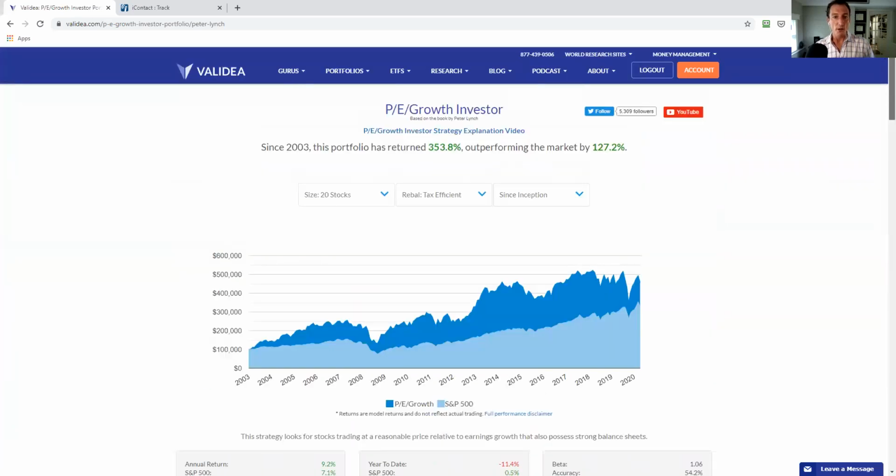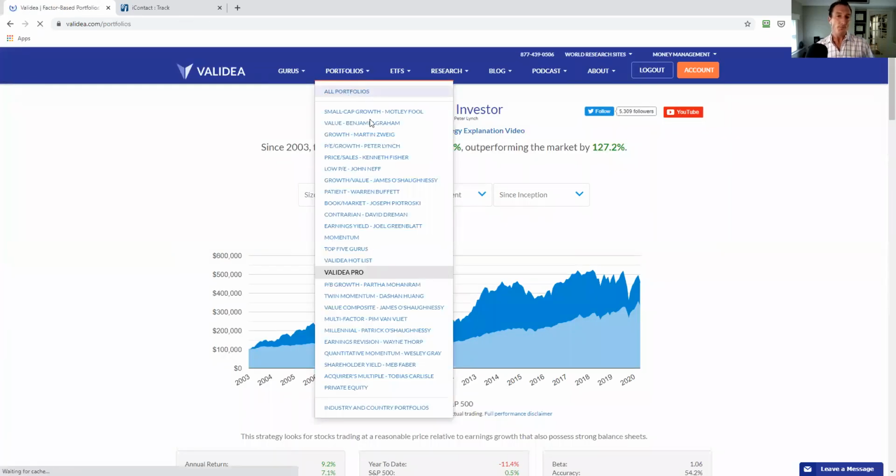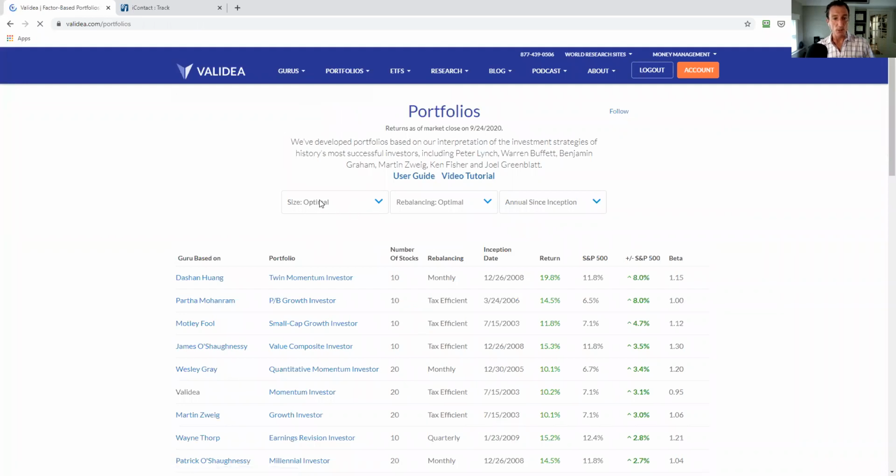But let me just show you another one. Let's go back to the model portfolios. I'm going to contrast that with a 10 stock monthly rebalance portfolio.